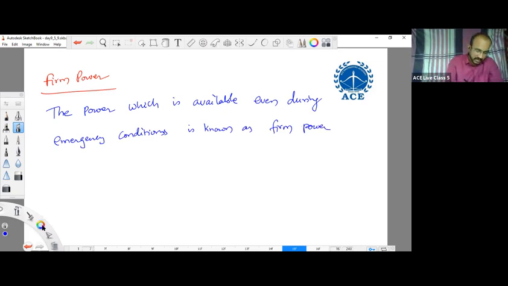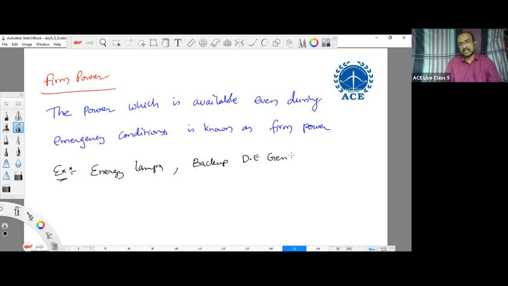What is the source of this firm power? For example, emergency lamps, or backup generators, or backup diesel engine driven generators. Using these, we can provide illumination and drive some instruments for repairing the unit.